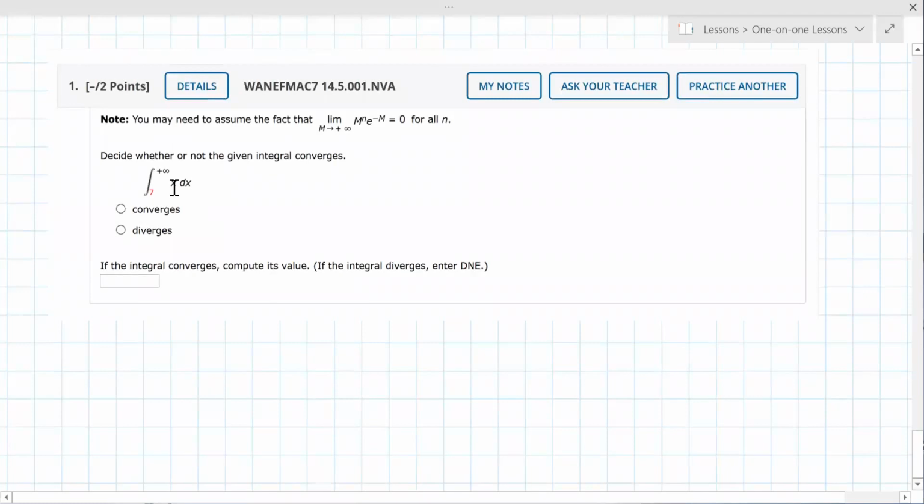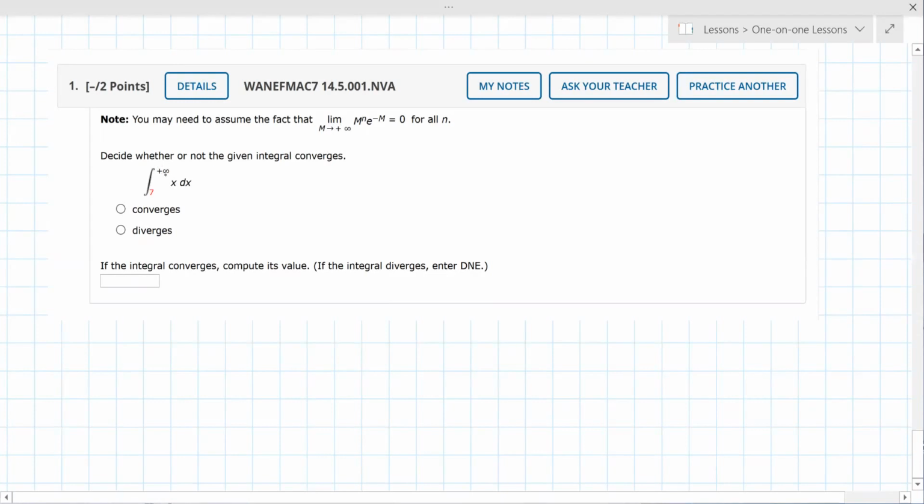Okay, so you're supposed to decide whether the integral converges. How do we want to do this? Have you studied this at all in class? It's okay if you haven't. I think he talked about it last class, but okay, so this one we're going to just integrate.